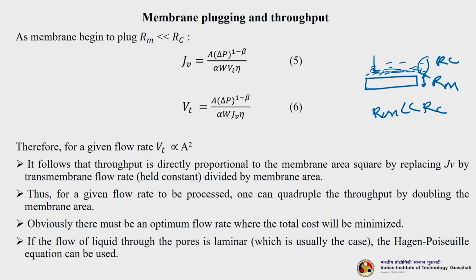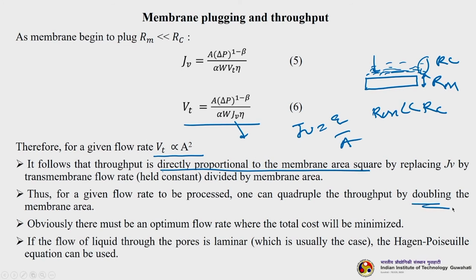So, you can write JV equals A delta P to the power of 1 minus beta divided by alpha W Vt and eta. You can see that for a given flow rate, Vt is directly proportional to A squared, the membrane area squared. So, it follows that throughput is directly proportional to the membrane area squared, by replacing JV by the transmembrane flow rate held constant, so we can write JV equals Q by A. Thus, for a given flow rate to be processed, one can quadruple the throughput by doubling the membrane area. So, if you want a higher throughput, you can just double the membrane area.